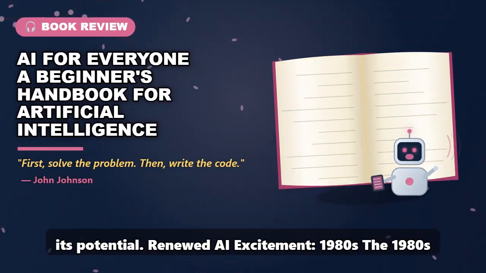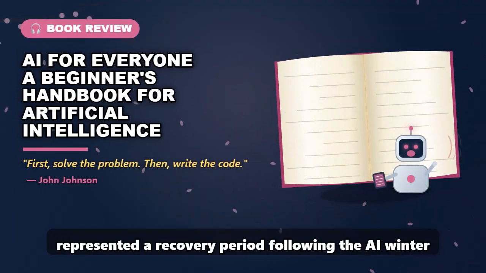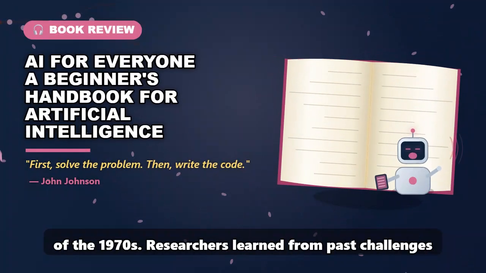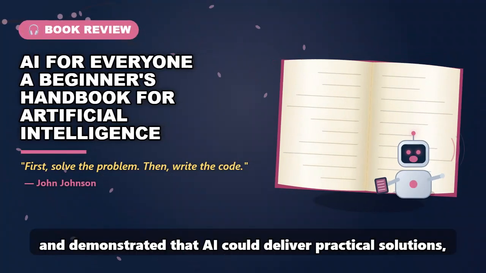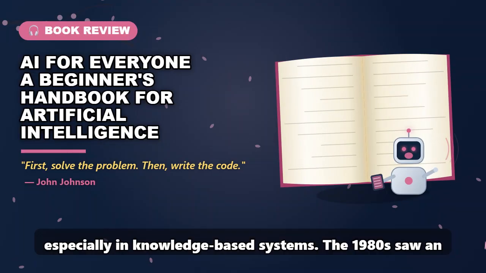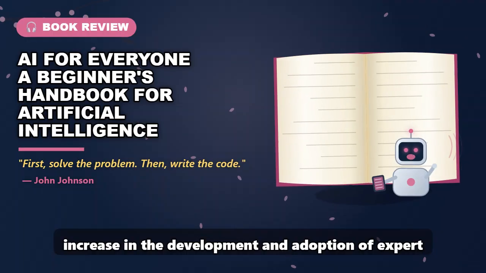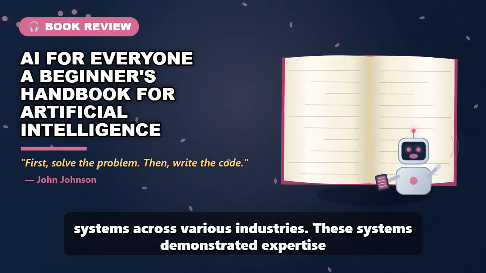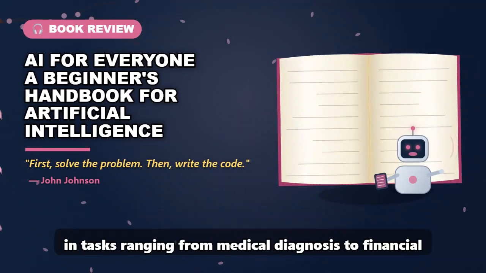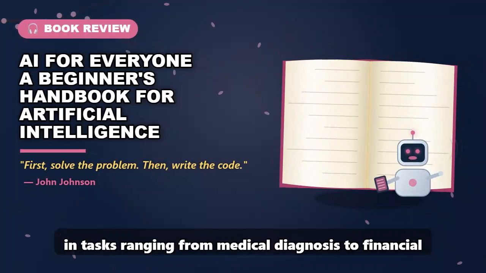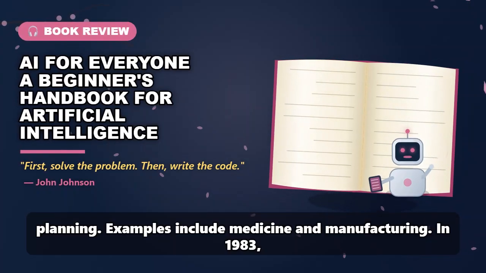Renewed AI excitement: the 1980s. The 1980s represented a recovery period following the AI winter of the 1970s. Researchers learned from past challenges and demonstrated that AI could deliver practical solutions, especially in knowledge-based systems. The 1980s saw an increase in the development and adoption of expert systems across various industries. These systems demonstrated expertise in tasks ranging from medical diagnosis to financial planning. Examples include medicine and manufacturing.